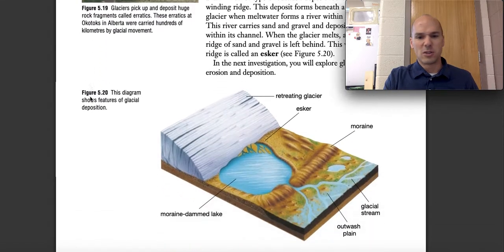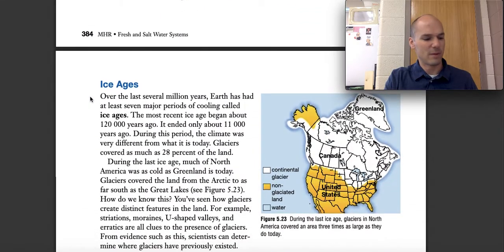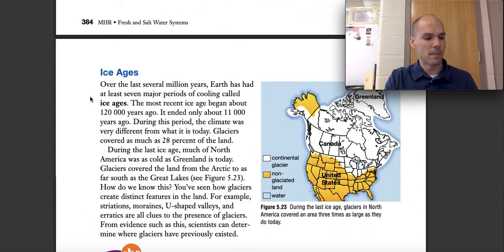Let's go on to page 385 now. So skipping ahead a few. We're going to talk about ice ages. Over the last several million years, Earth has had at least 7 major periods of cooling called ice ages. The most recent ice age began about 120,000 years ago. It ended only about 11,000 years ago.